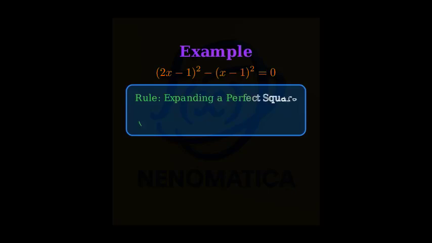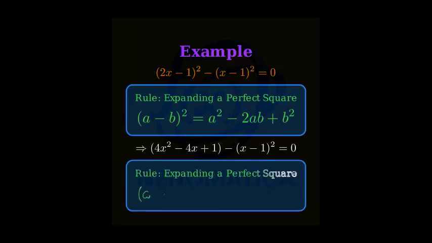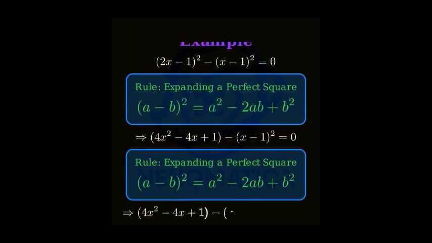For the first term, we'll use the rule that a minus b squared equals a squared minus 2ab plus b squared. So the quantity 2x minus 1 squared expands to 4x squared minus 4x plus 1. Step 2. Now, let's expand the second term. Again, using the perfect square formula, we get x minus 1 squared equals x squared minus 2x plus 1.